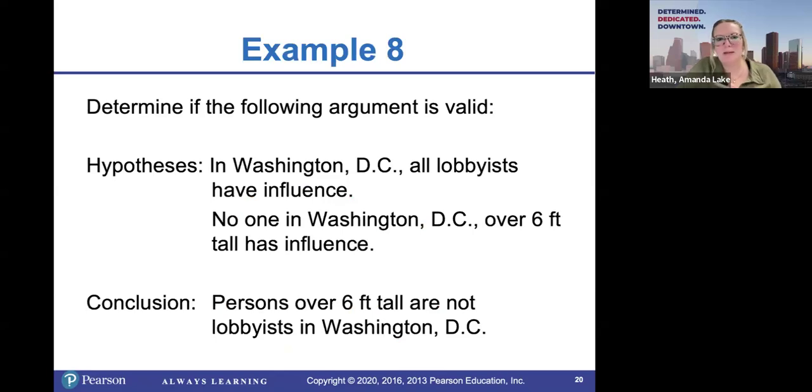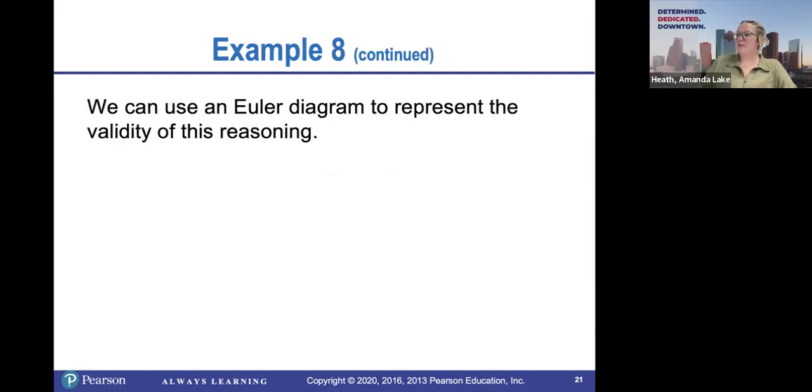So here's a little more complicated one, where we want to figure out if this argument is valid. In Washington, D.C., all lobbyists have influence. Our second hypothesis is that no one in Washington, D.C. over 6 foot tall has influence. And our conclusion, we're trying to figure out if this is a valid logical conclusion or not: persons over 6 feet tall are not lobbyists in Washington, D.C. So we can try to make an Euler diagram to represent this.